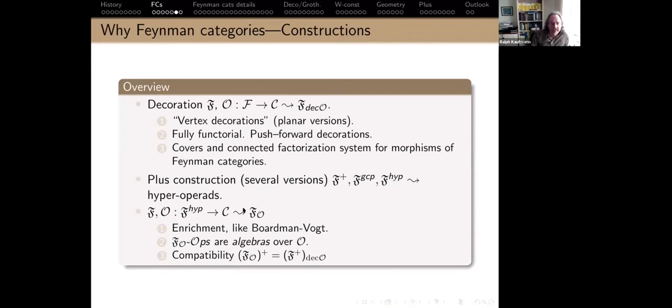So this decoration, if you think about graphs, is like a vertex decoration, and the plus construction will allow you to do edge decorations. These things are fully functorial. You can push forward decorations, which is nice. And with Clemens, we get a factorization of morphisms for Feynman categories. So basically, you have covers, which are these decorations, and you have connected things. And I have an example where this is very pertinent. In the plus construction, that's less complicated, but I'll give a preview here.